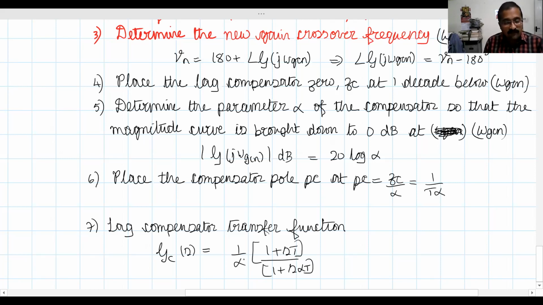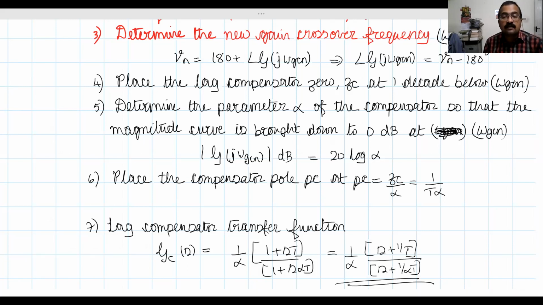So this 1 by alpha will cancel with the alpha here, and the resultant compensator will have a unity DC gain. So 1 by alpha into (1 plus ST) by (1 plus S alpha T), or 1 by alpha into (S plus 1 by T) divided by (S plus 1 by alpha T). So these are the design steps involved. Now after designing this, we have to simulate it and see whether our designed lag compensator is meeting the given specifications or not.